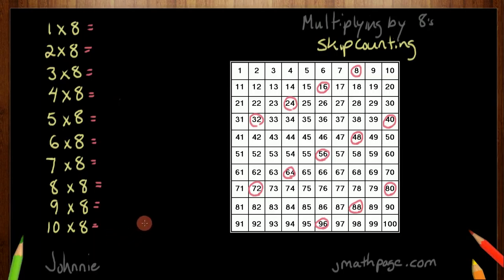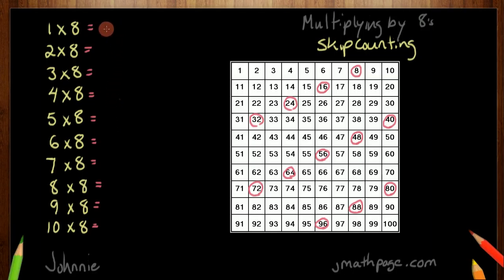Now I'm going to mix them up and see what you can do with them. Are you ready? 9 times 8 equals. 2 times 8 equals. 10 times 8 equals. 1 times 8 equals. 8 times 8 equals. 3 times 8 equals. 7 times 8 equals. 4 times 8 equals. 6 times 8 equals. And 5 times 8 equals.